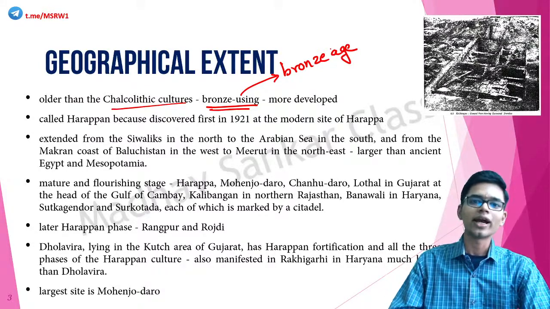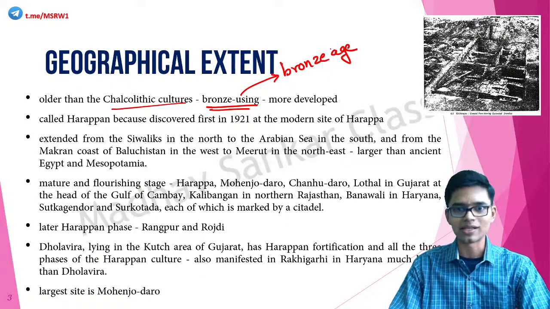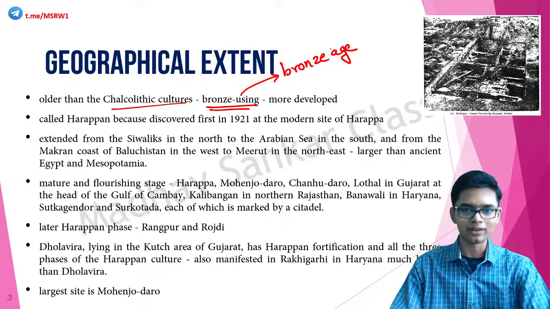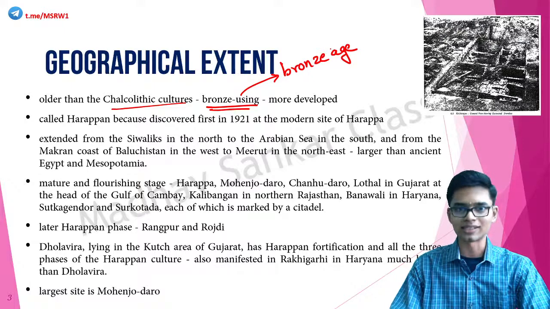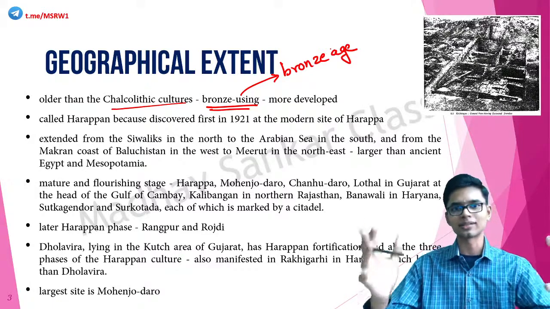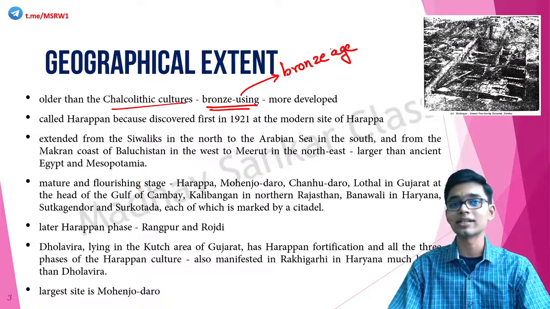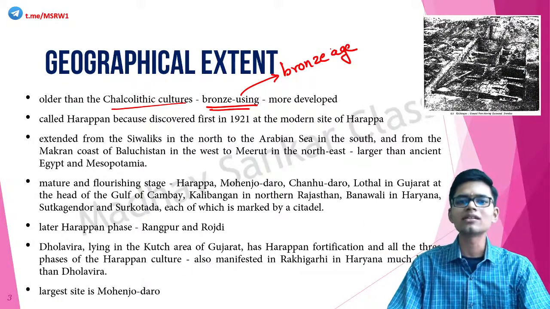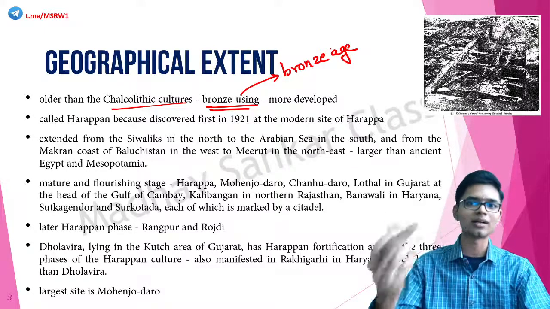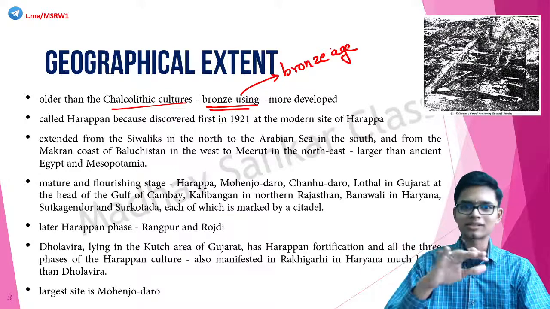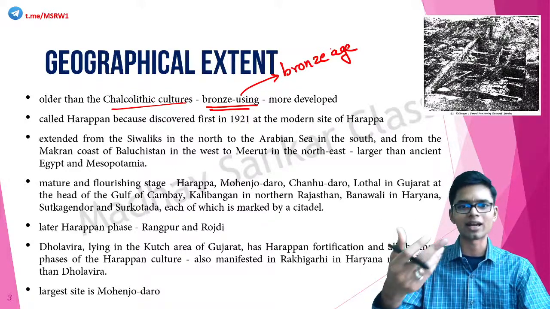So why is this civilization known as Harappan civilization? We all know why it is called Indus Valley civilization, because it is on the banks of the river Indus and its tributaries. It is in the Indus River basin. That is why it is called Indus Valley civilization. Sometimes it's also called Harappan civilization. It is supposed to be called Harappan culture, but people use this synonymously. They call it Harappan civilization also.